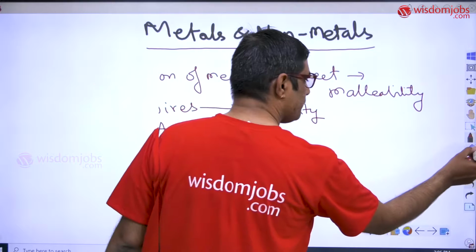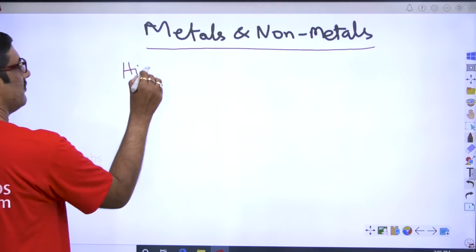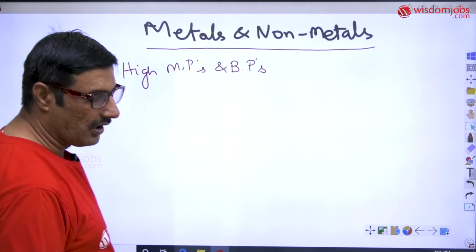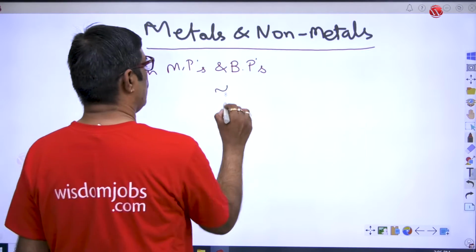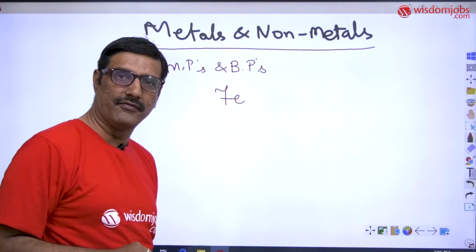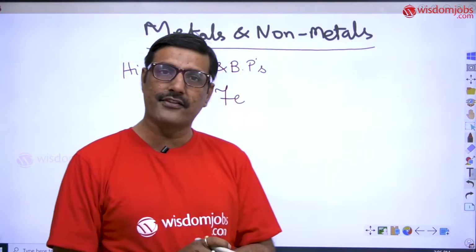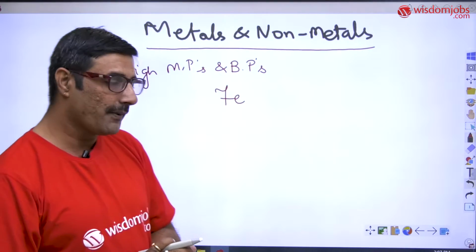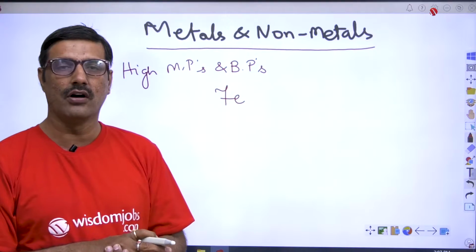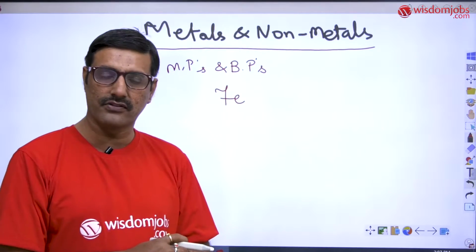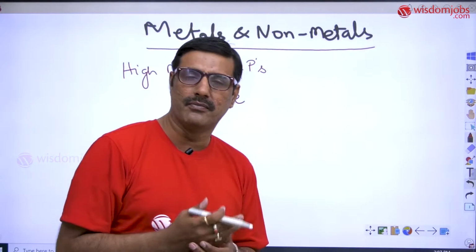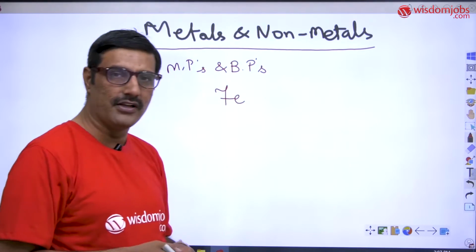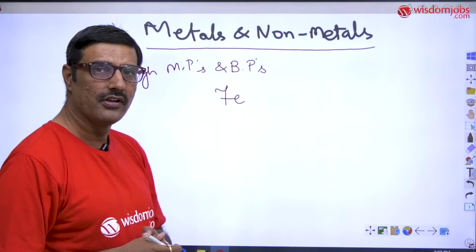Next property: high melting and boiling points. If you take iron, it melts only at a temperature of around 1200 or 1300 degrees centigrade. Now if you take oxygen or hydrogen, which are gases, by a simple temperature rise they will melt. So the melting points of non-metals are very low compared to the metals.